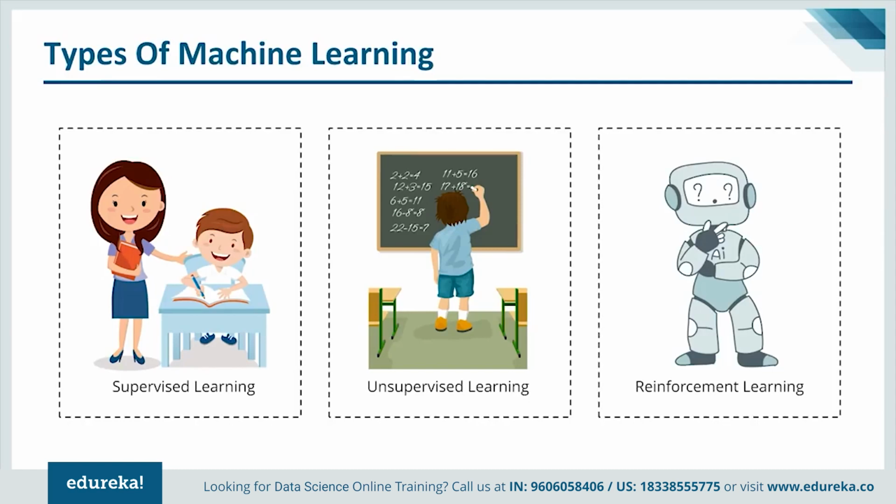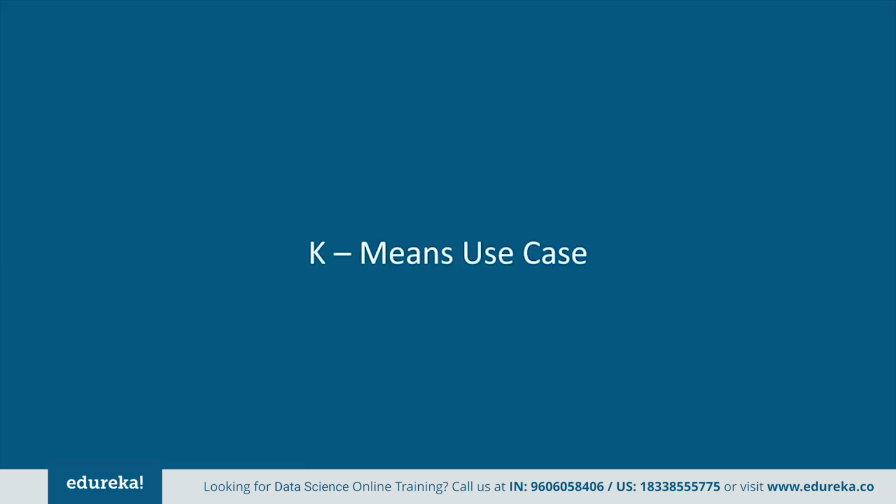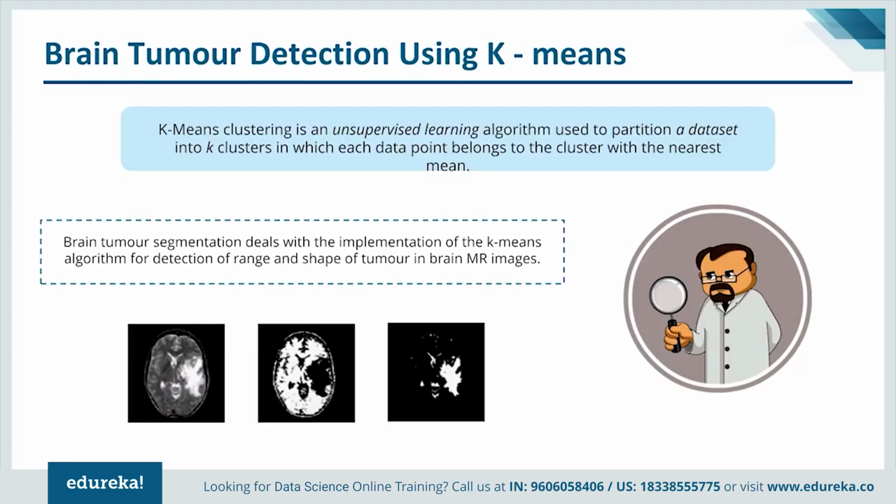So guys, those were the types of machine learning. Now let's move ahead and look at a K-means use case. So it's needless to say that I've heard of hundreds of cases wherein people die due to undetected brain tumors.